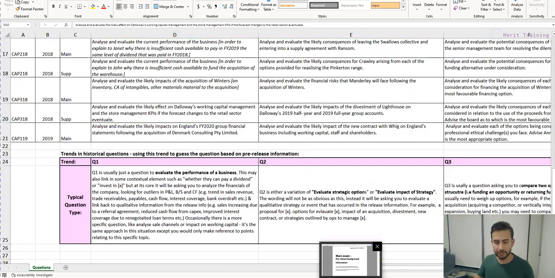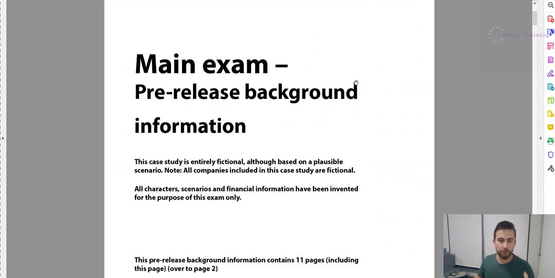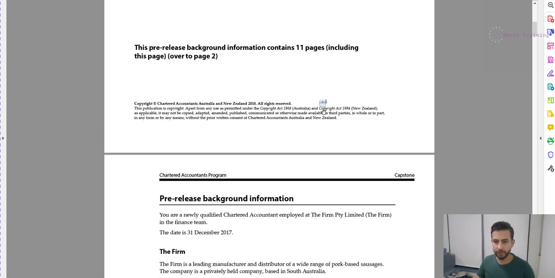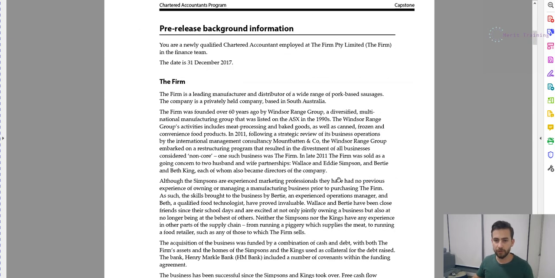Okay, that being said, let's jump right into the first exam walkthrough, which is CAP417 2017. So we're going to walk through the pre-release background information because this is what you're going to get. And whilst we're doing that, we're going to pull out some of the key information as we come across it. Now, I'd expect you to do the same thing when you get this, and maybe it's not pulling it out into a Word document, maybe it's just highlighting it the first time round, and then later you can kind of look through it.